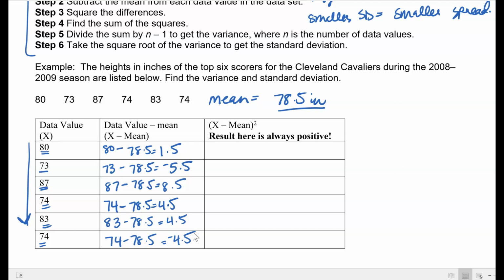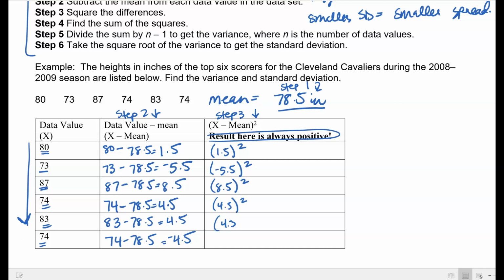In this next column, we're on step 3. This is step 3, and this is step 2, and then the mean was step 1. The next thing we're going to do is square these, and it's really important that if you use your calculator, which you probably will, you put these in parentheses, because the result here is always positive.